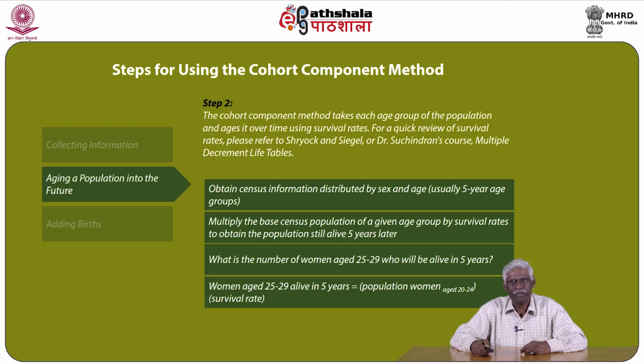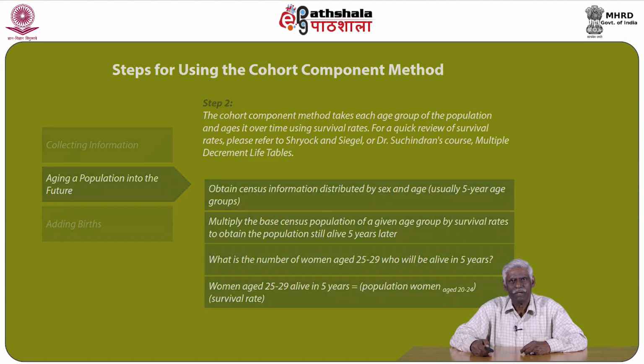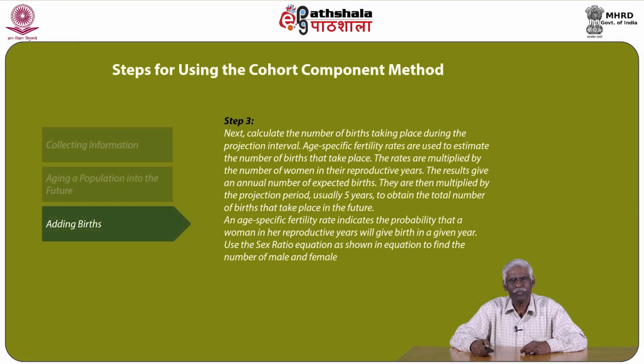Number 1, obtain census information distributed by sex and age, which is usually in 5-year age groups. Number 2, multiply the base census population of a given age group by survival rates so as to obtain the population still alive 5 years later. Number 3, what is the number of women aged 25 to 29 years who will be alive in 5 years? Number 4, women aged 25 to 29 alive in 5 years, that is the population aged 20 to 24 multiplied by survival rates. Step 3 is adding births.